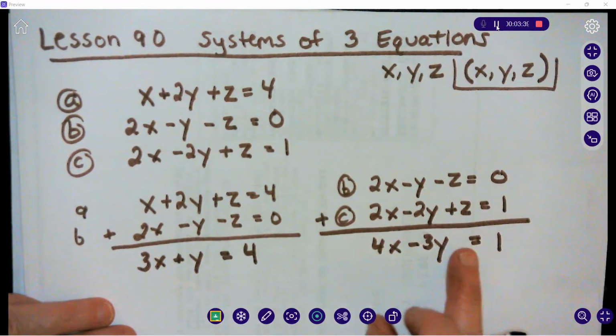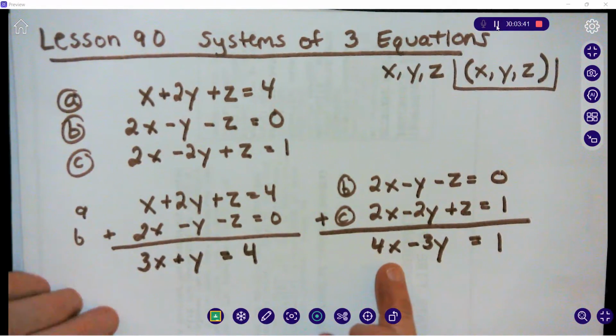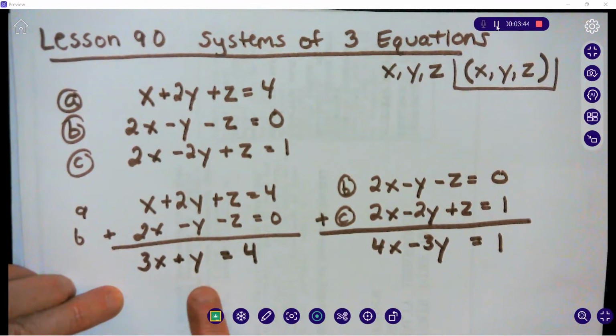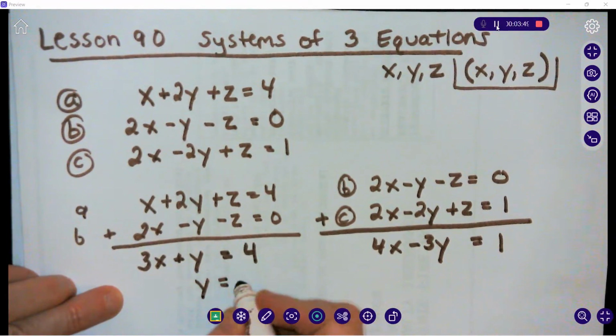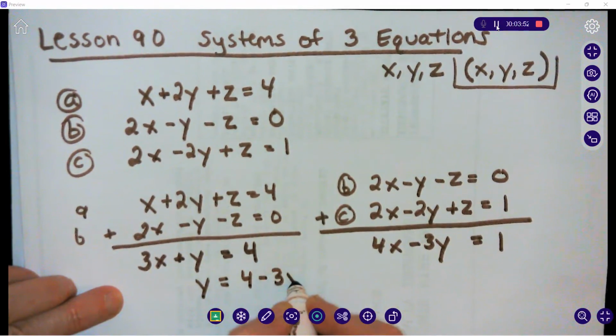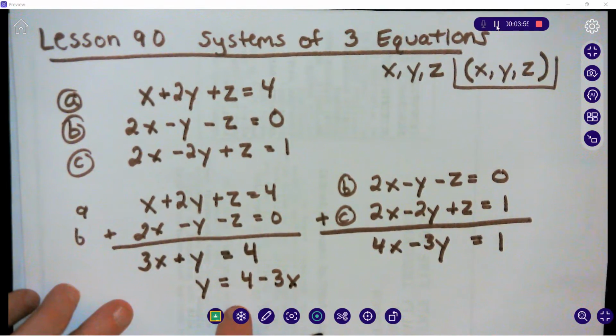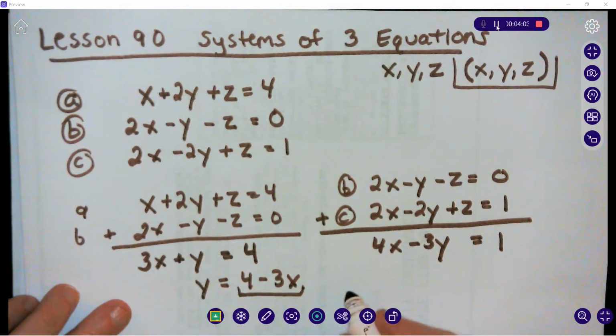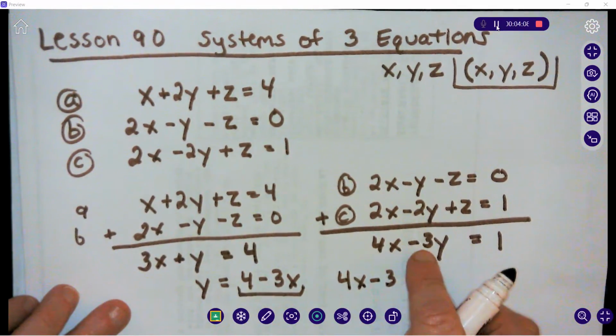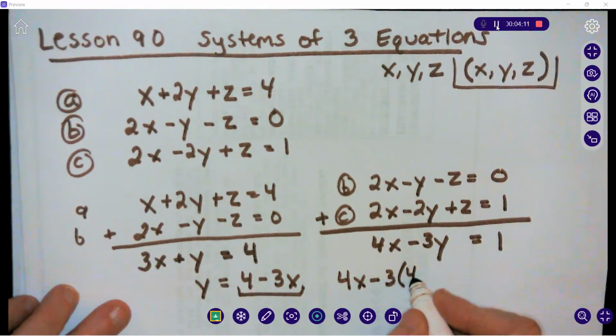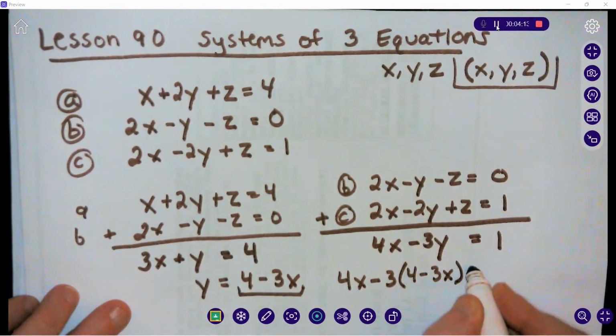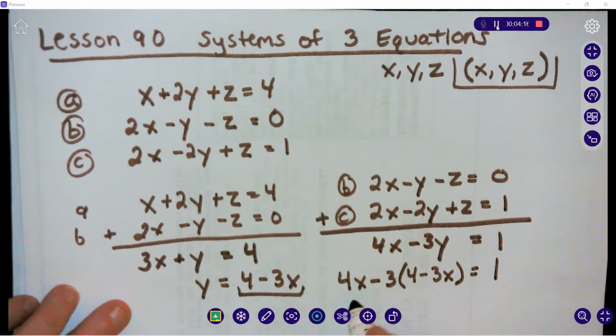In your book, they do elimination again with these two equations, but you can at this point simply do substitution, which I like a little bit better. So I'm going to rearrange this equation and say that y equals 4 minus 3x by subtracting 3x from both sides. Now, since y equals this, I can substitute that in for the y on this side. You guys have done this before, so this part should look pretty easy. Now you have 4x minus 3 times 4 minus 3x. The trickiest part will be keeping track of your signs.